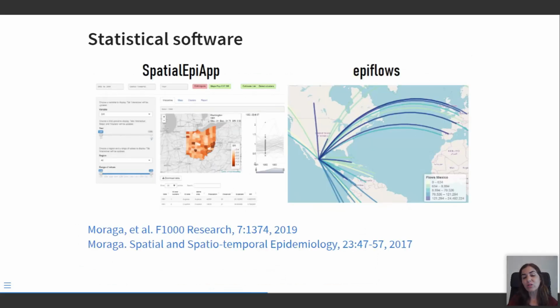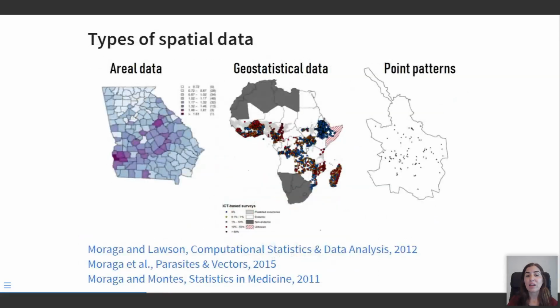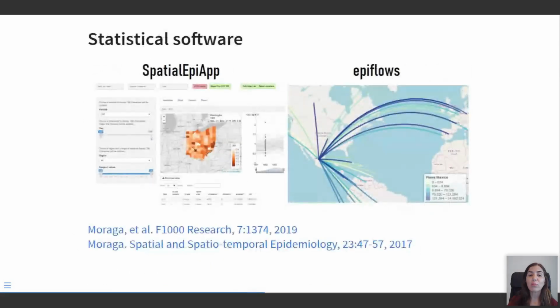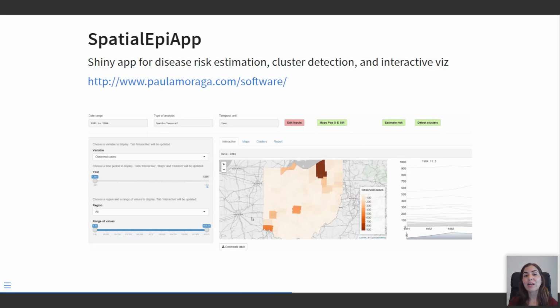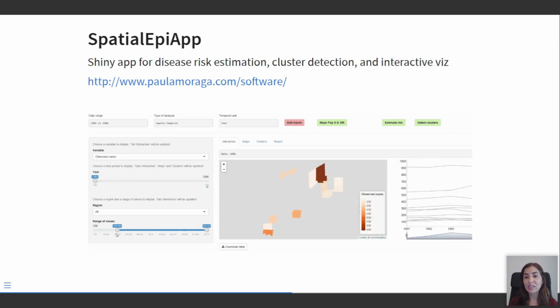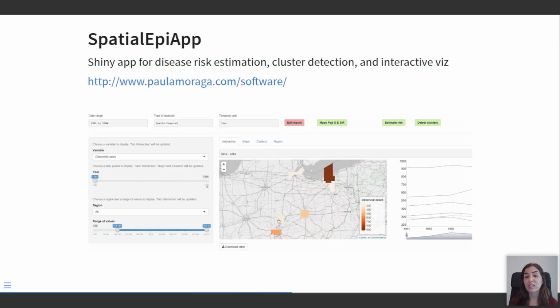So in addition to my work on the development of statistical methods to analyze areal geostatistical data and point patterns, I also develop software so my methods can be widely available and provide benefits beyond my own applications. For example, I'm the author of Spatial Epi App. This is a Shiny web application for disease mapping, detection of clusters, and interactive visualization.